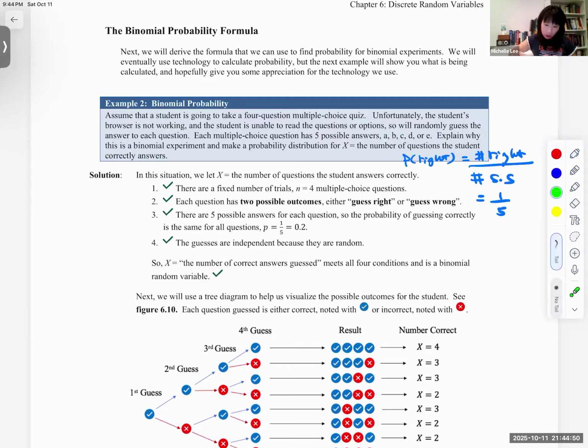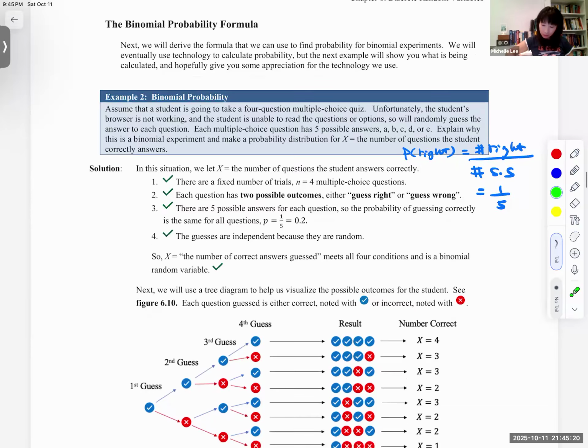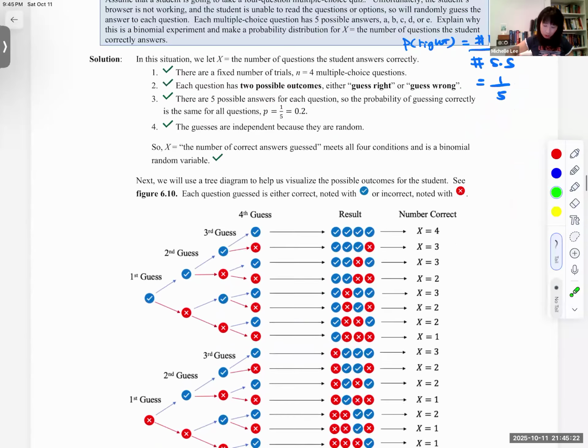Okay, so binomial experiment, let's take a look. So n equal to 4 because of 4 questions, a fixed number of trials. And 2 possible outcomes, right or wrong, right? And what's the probability? It's 1 out of 5, which is 0.2. And is it independent? Yes, because the first question does not affect the answer to the second question, and vice versa, right?